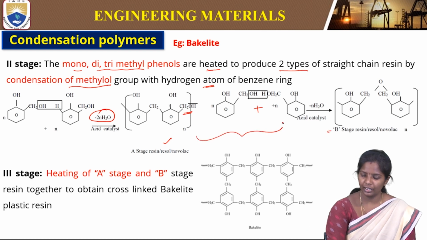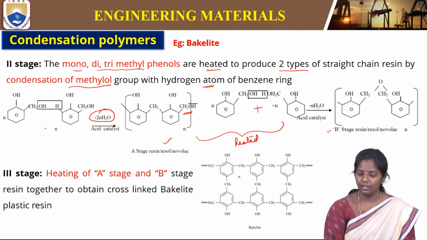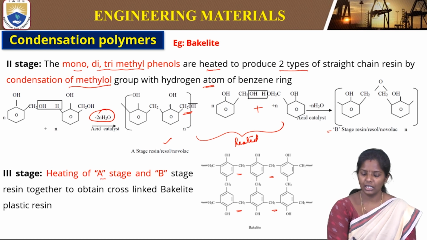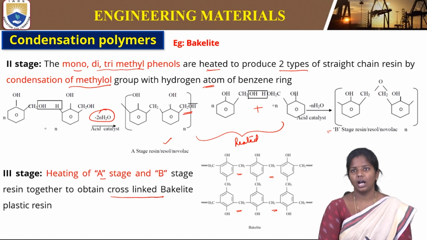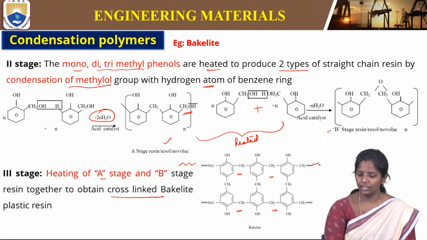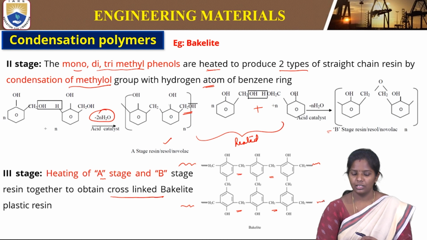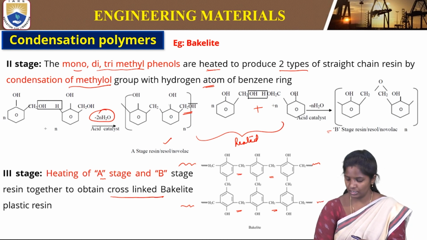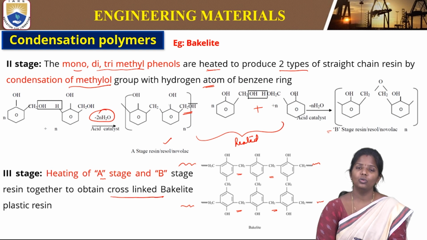So these two will again be heated together to form a bond between monomeric units. So heating of stage A and B resin together obtains cross-linked bakelite plastic resin. This is how the groups are combined together and the chain continues. This is the formation of bakelite resin, that is from this third stage wherein the mono, di and trimethylol phenols undergo condensation in the presence of heat and form cross-linking bakelite resin.